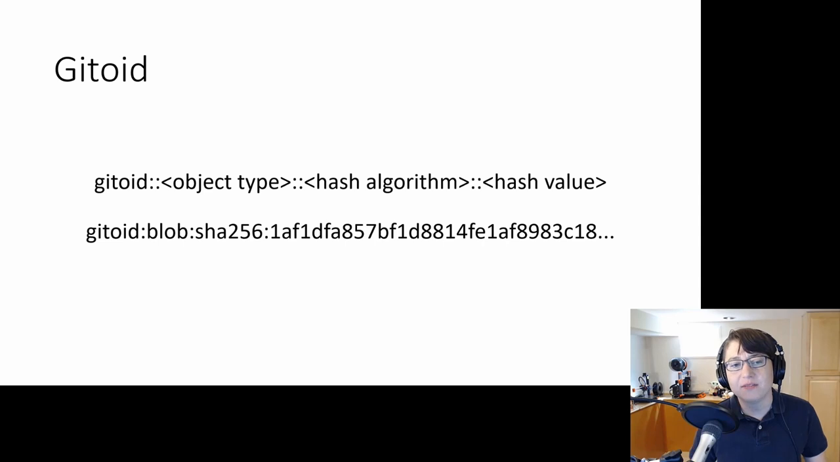Here's an example of a Gitoid using the SHA-256 hash. We have the word Gitoid, followed by the object type, which in this case is a blob, followed by the hashing algorithm used to create the hash value, followed by the hash value itself.